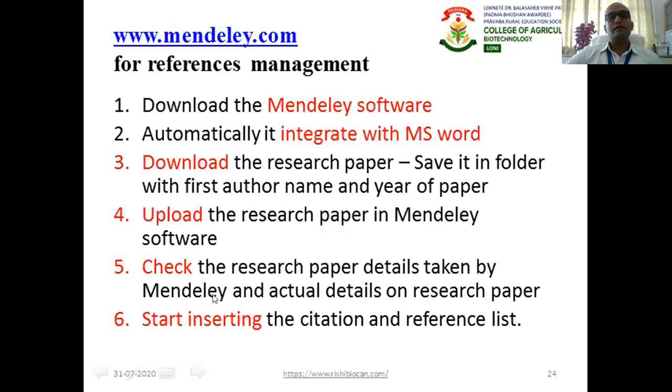What information will it take? It will take the title of the paper, then the authors, then year of publication, then name of journal, then page number of your research paper, then issue, volume, etc. So you have to check the Mendeley software information and the actual information on the research paper. Once you are confirmed that both the information is the same, then the last step is to start inserting the citation and the reference list. So let's have the demo of Mendeley software, how it works.